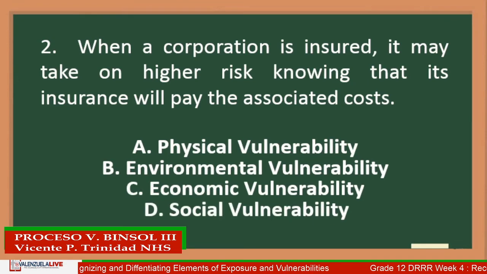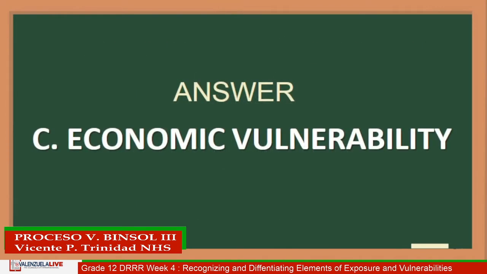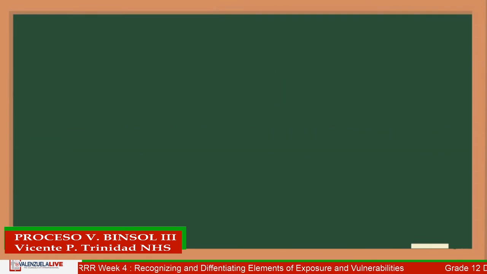Next question, number 2. When a corporation is insured, it may take on higher risk knowing that its insurance will pay the associated costs. Here are the choices. A. Physical vulnerability. B. Environmental vulnerability. C. Economic vulnerability. And D. Social vulnerability. And the answer is C. Economic vulnerability. You're amazing.